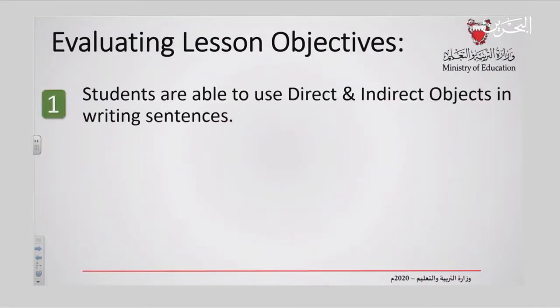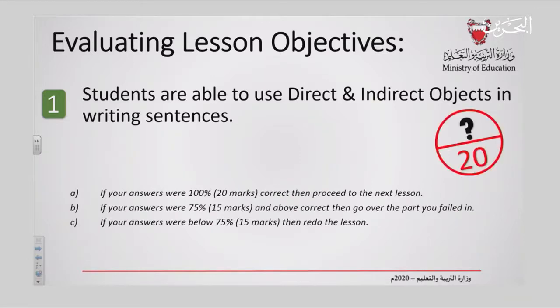Evaluating lesson objectives. Number 1. Now you are able to use the direct and indirect objects in sentences, and you have a mark of 20. If you have 100% correct answers, that means 20 marks, then proceed to the next lesson. If you have 75% or above, that means 15 marks or more, then go over parts that you failed in the lesson and redo it. If you have 75% or lower than that, that means 15 marks or lower, then redo the whole lesson.